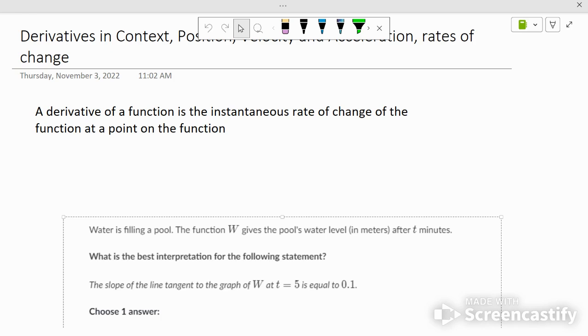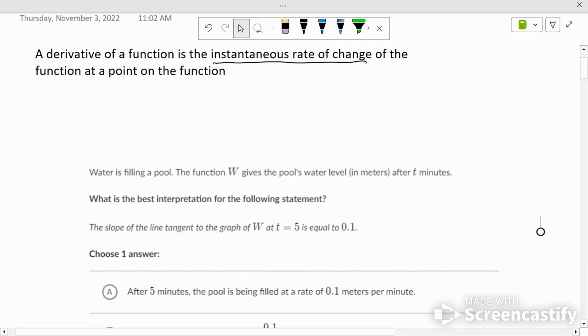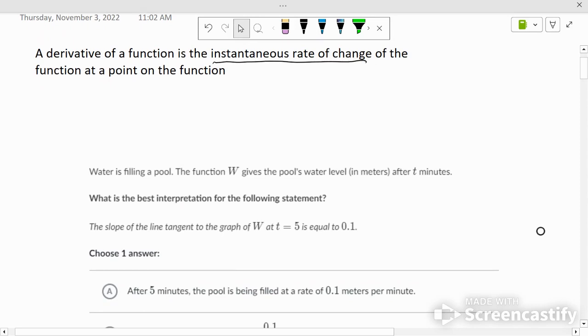All right, we're going to do derivatives in context, and then we're going to do position, velocity, acceleration, and work with rates of change, okay? So, the derivative of a function is the instantaneous rate of change of the function at a point on the function. It's slope still, but instead of a rate of change over a long period, it's at a certain point, the instantaneous rate of change. What is changing at that point? That is the first derivative, which again is slope. So we're going to look at some problems and figure out what they're talking about, and what the slope has to do with them.